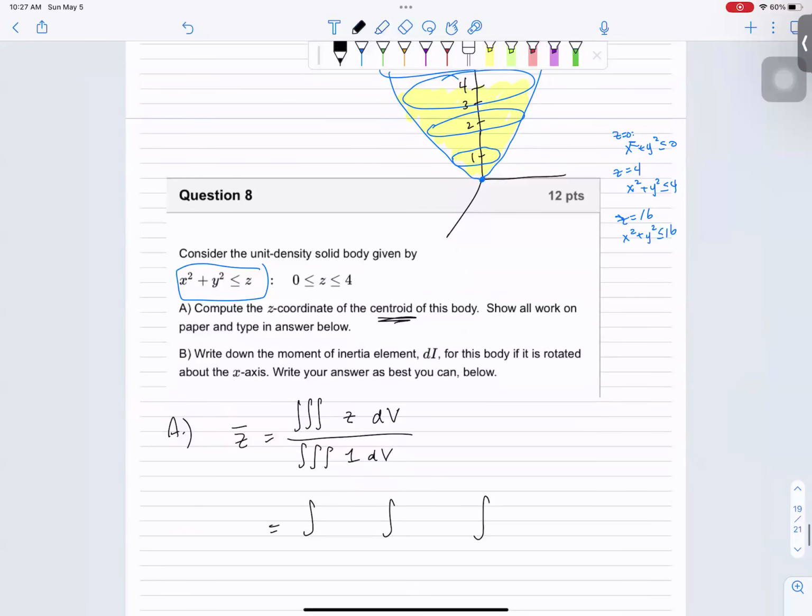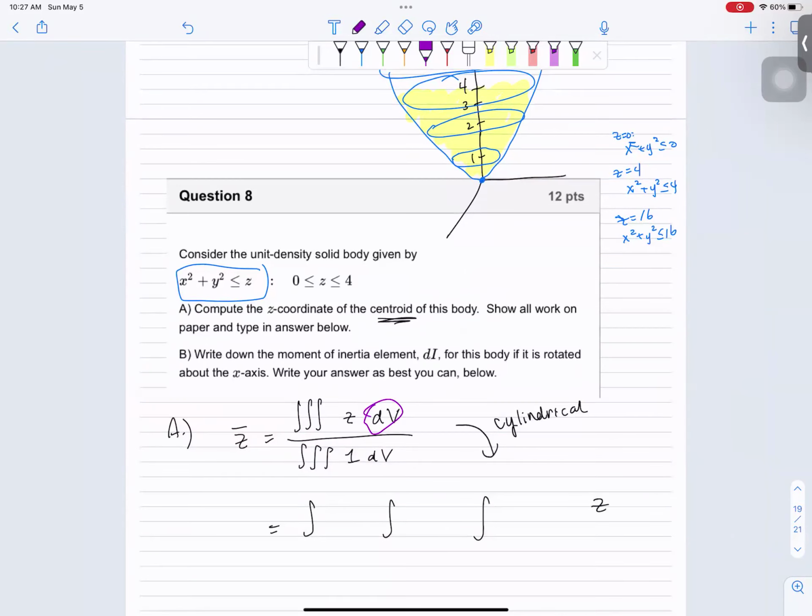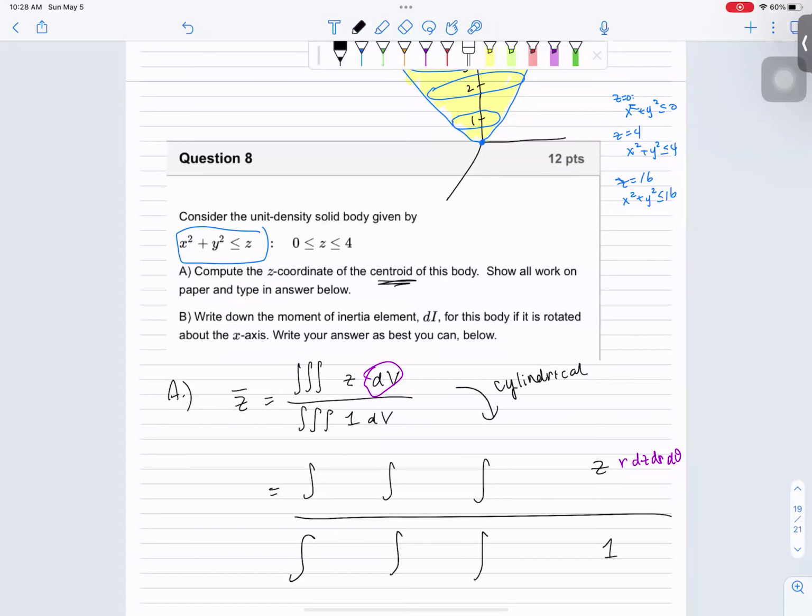Okay, so what are my bounds going to be? Well, I don't want to do things in Cartesian coordinates. I could, but let's do a different coordinate system. Let's do cylindrical coordinates. In cylindrical coordinates, z is still z, but the dV becomes r dz dr d theta. Now I have all of that divided by the triple integral of 1 r dz dr d theta.